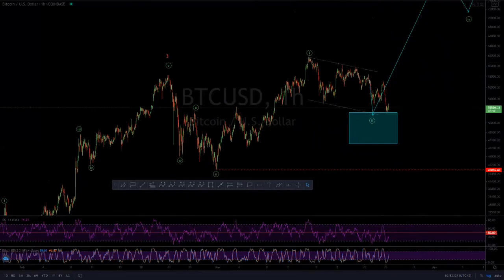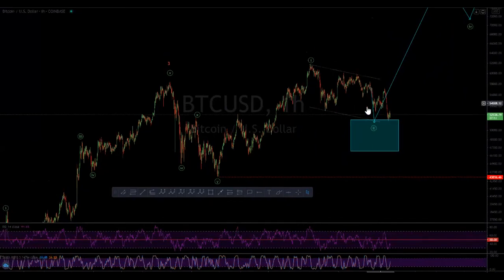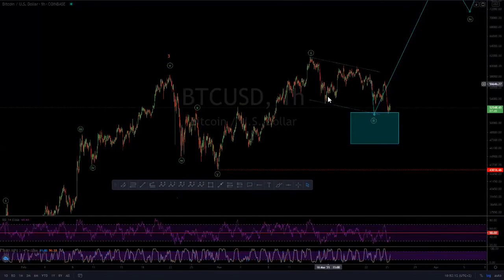Okay, so when I forecasted this move to the downside, I was looking at this here as wave A. 1, 2, 3, 4, 5. This is a clear 5 wave to the downside, and let's see here. We got a 1, 2. This is a 1, 2, 3. 1, 2, 3, 4, 5.